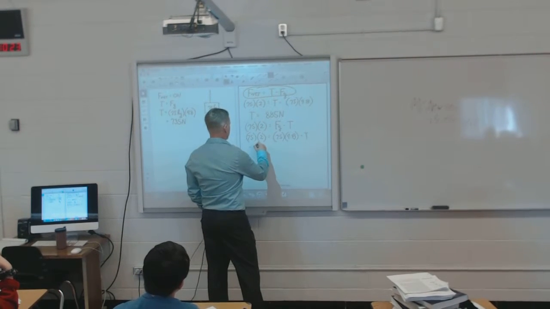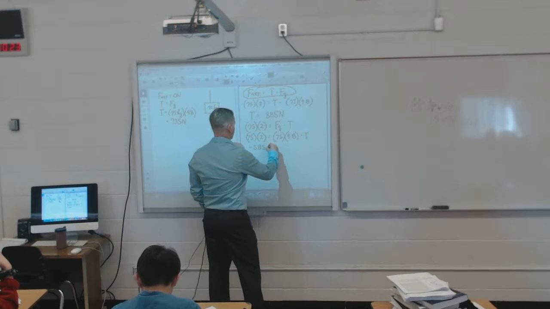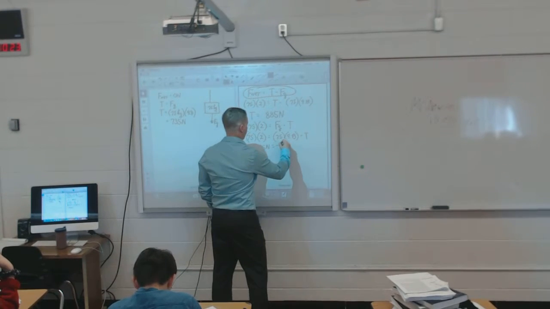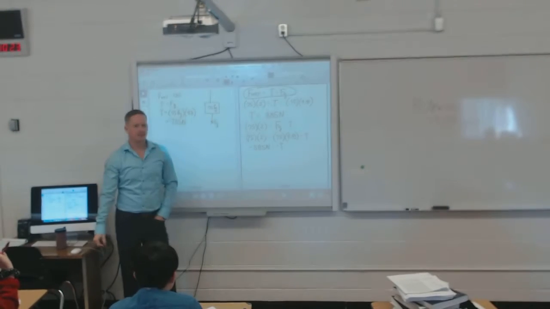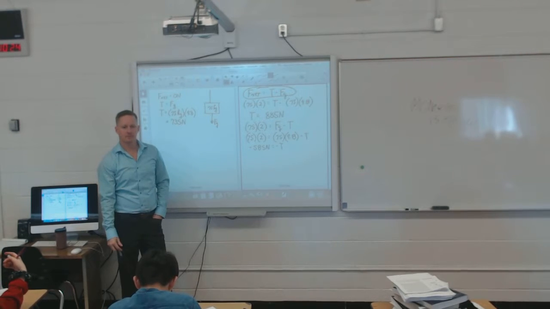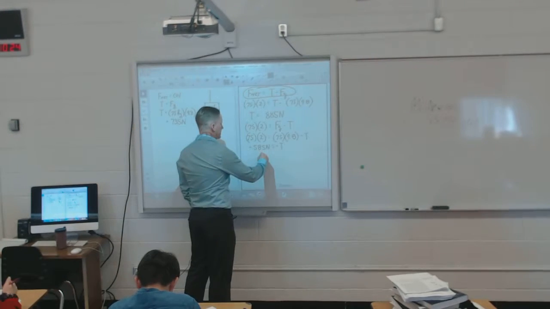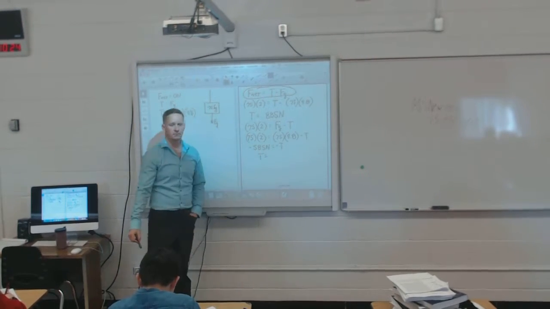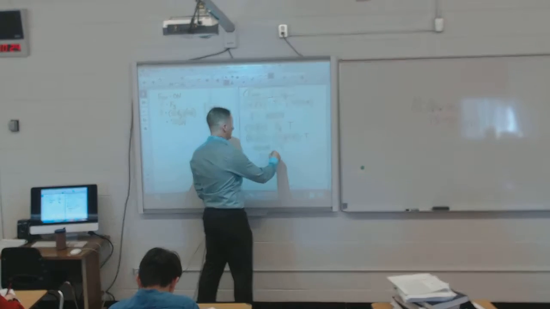So 150 minus 735 is going to give me negative 585. That's equal to my negative tension. So what's tension equal? 585 newtons.